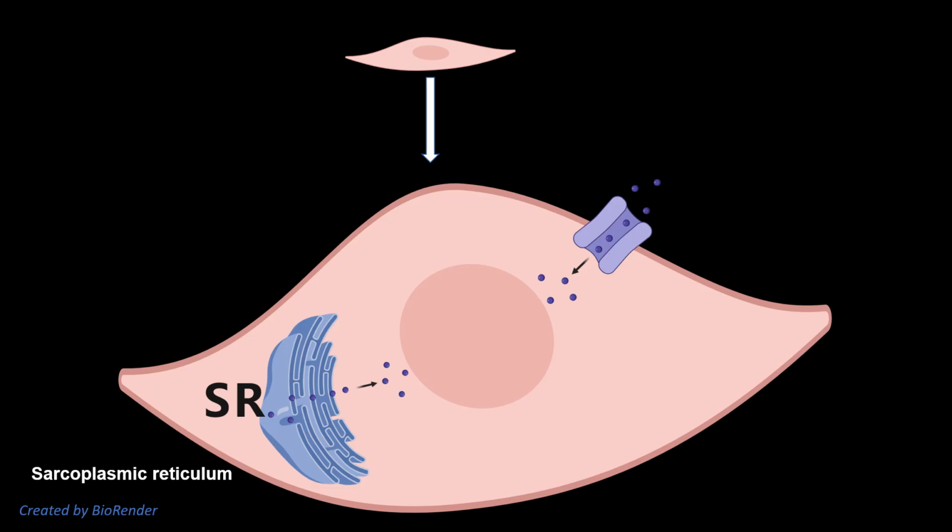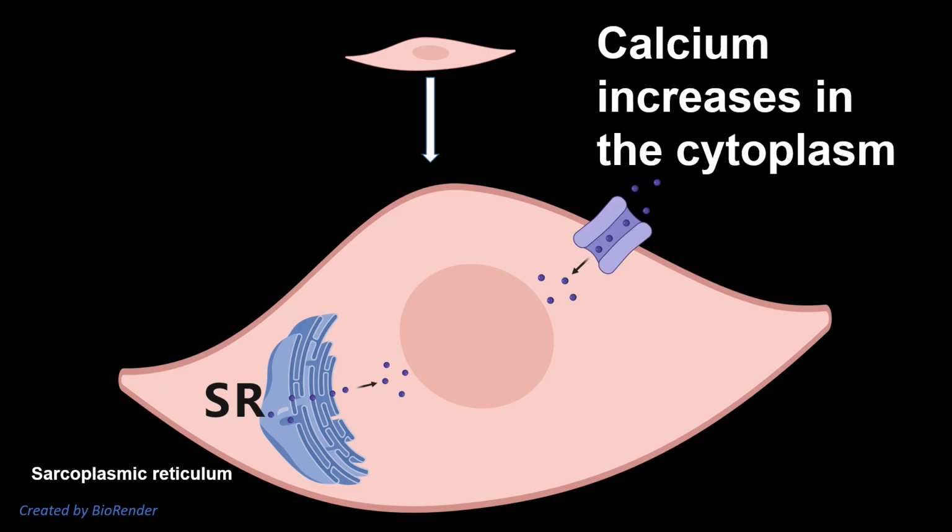Calcium can enter the cell from the extracellular space to the cytoplasm through the opening of voltage-dependent L-type calcium channels and transient receptor potential cation channels in response to membrane depolarization. Another source of calcium for smooth muscle cell contraction is the intracellular sarcoplasmic reticulum.